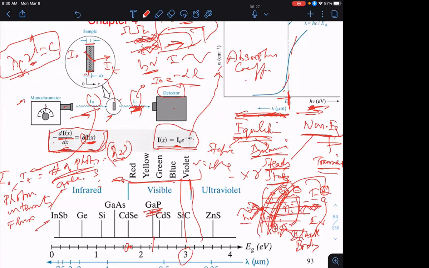And transmitted? Isn't GaAs at like 1.5? Oh, wait, no. Sorry? Are you asking for GaAs? No, I'm asking for gallium phosphide. Oh, then it'd still just be transmitted since it's, I think, less than the energy of blue.